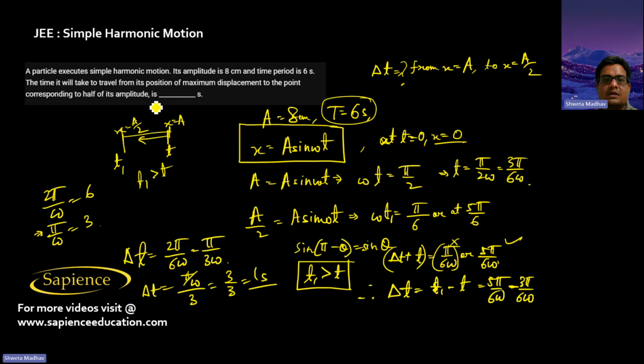So it will take 1 second to travel from its position of maximum displacement, that is from x equal to a, to the point corresponding to half its amplitude. It will take 1 second. So 1 is the answer.